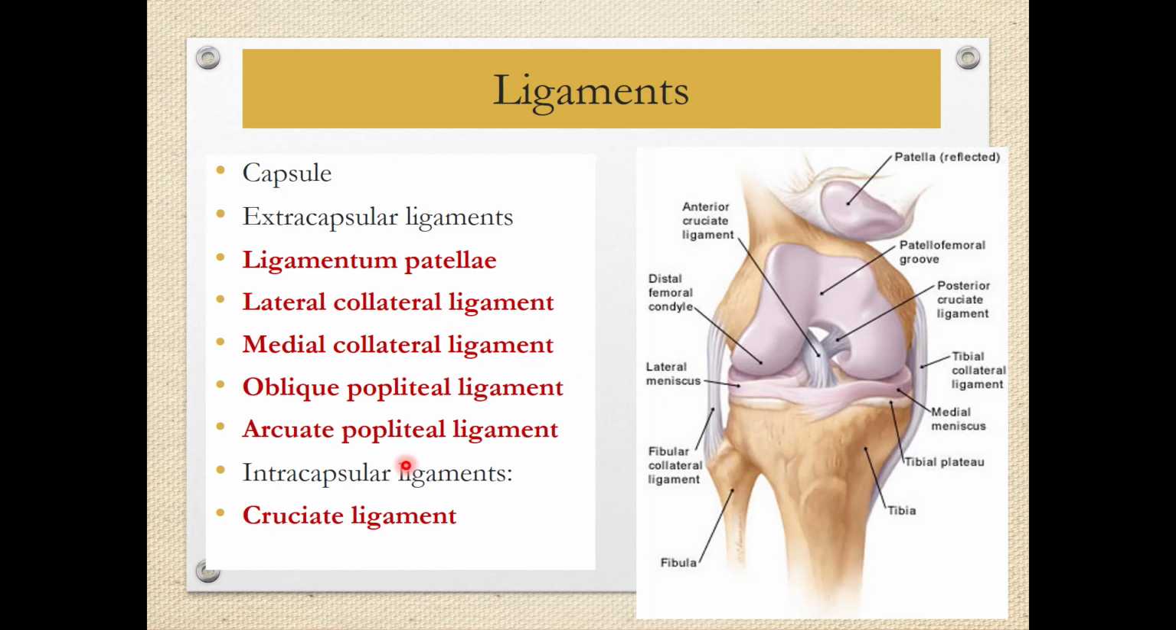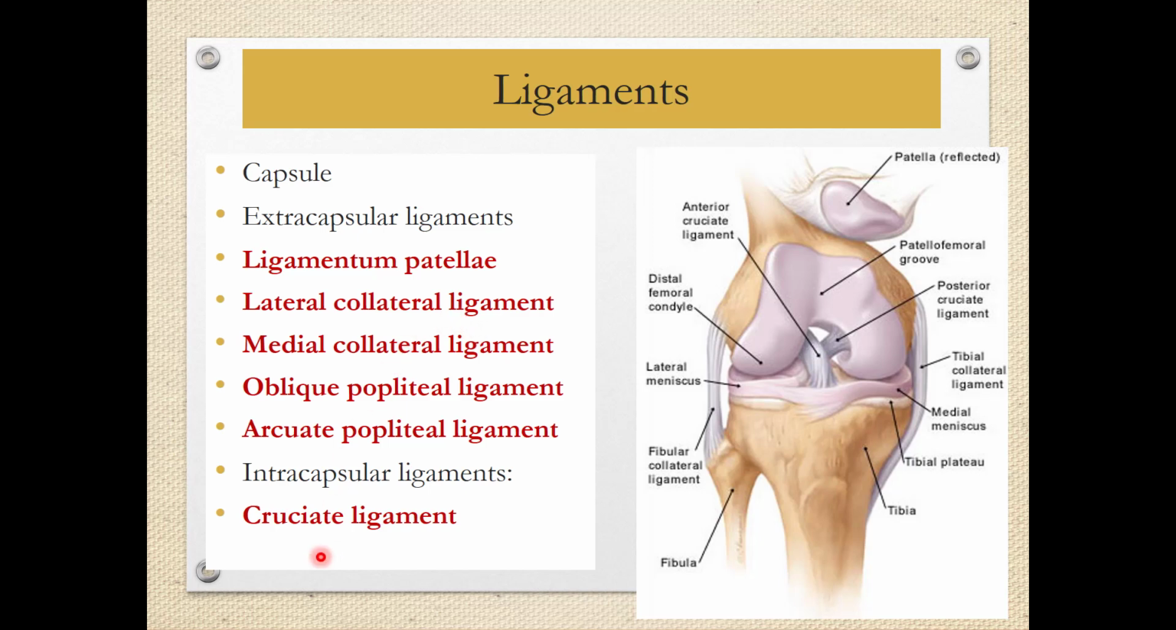There are 5 ligaments: ligamentum patellae, lateral collateral ligament. See here, this is the lateral collateral ligament. This is the medial collateral ligament. There is the oblique popliteal ligament on the posterior side, which is formed by the semimembranosus muscle, and there is the arcuate popliteal ligament, which is at the region of the popliteus muscle. These are the 5 extracapsular ligaments.